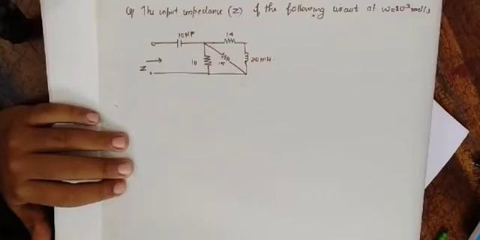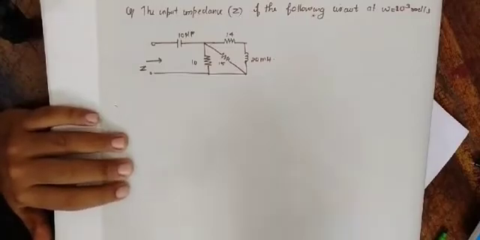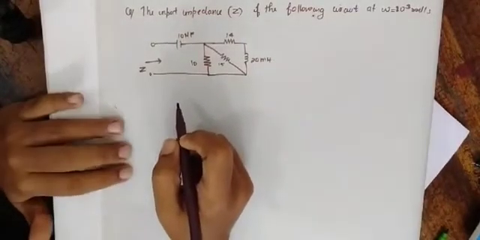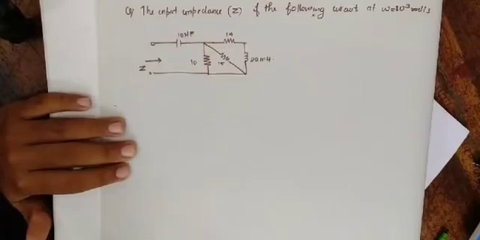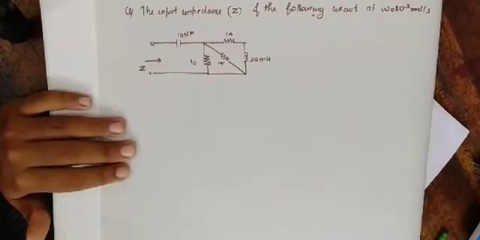Okay, now let's do the next question. In this question, the input impedance Z of the following circuit at omega equal to 10 raised to 3 radians per second is asked. So our input impedance is asked here.